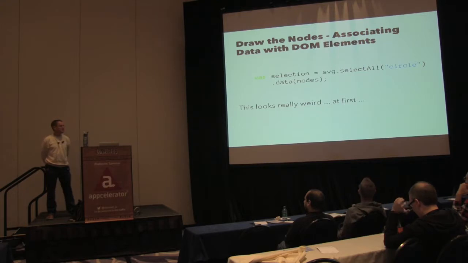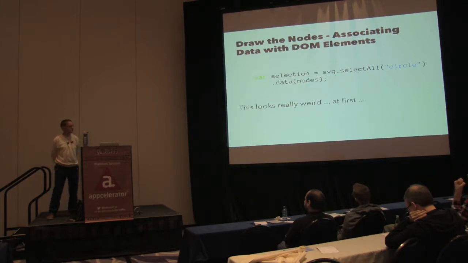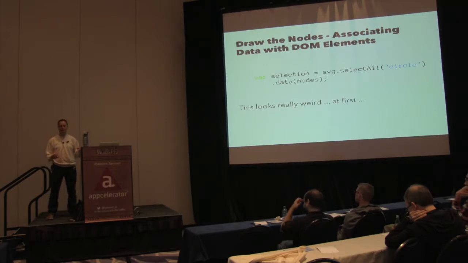We're defining a variable called selection. And what we're doing with that variable is selecting all of the circle elements in the graph and then calling this data method on those elements. Now, the reason that looks kind of funny is we just started out, we don't have any circle elements in the graph. All we've done so far is fetch the data and organize it into arrays, but we haven't started drawing. All we've done is create the SVG element.